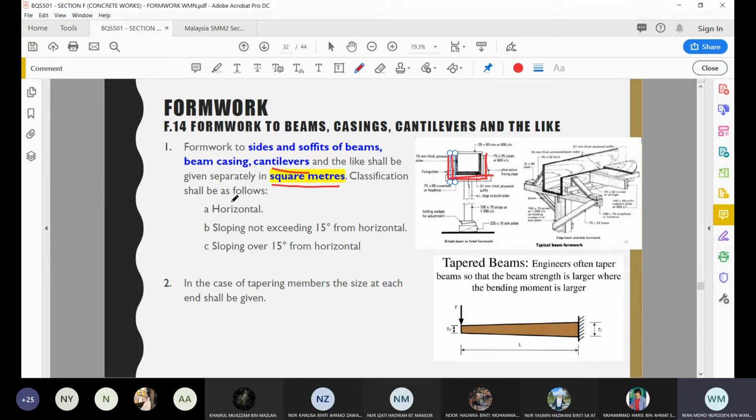Okay. Classification shall be as follow: horizontal, sloping not exceeding 15 degrees from horizontal, and sloping over 15 degrees from horizontal. Macam case tadi juga. Okay.